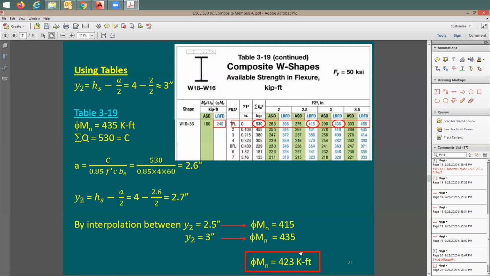How do I know if it's going to be for full composite? Because I picked the top flange. I picked Y1 equal to 0. That was my choice. I have chosen that I'm going to have a full composite by just using the first point, point number 1, which is the top flange. And based on this, I have As times Fy equal to 530 kips.